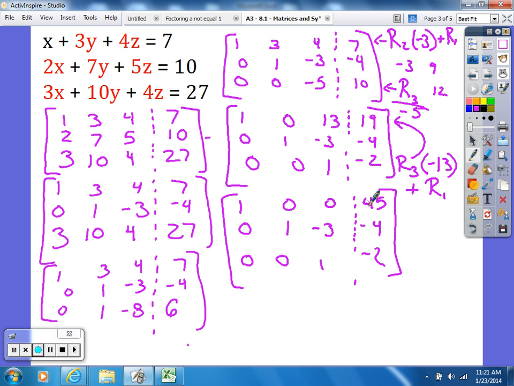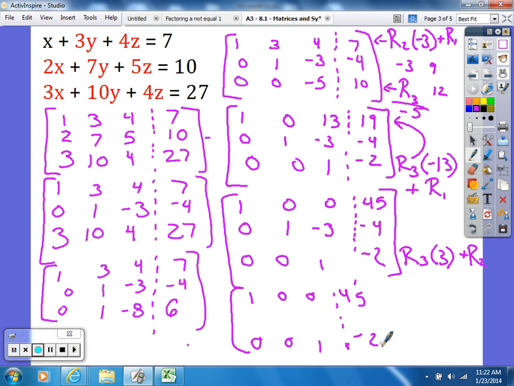One last step and we're done with this one. Okay. How do I make this 0? So row 3 by 3 plus row 2. I have 1, 0, 0, 45. The bottom row stays the same, right? 0, 0, 1, negative 2.